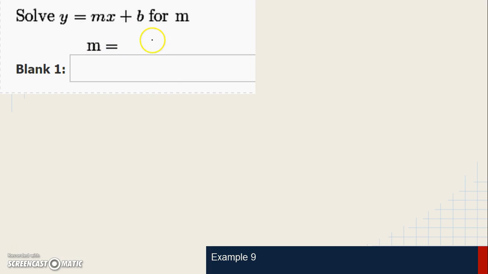Example 9, y equals mx plus b. This is actually slope-intercept form. We'll learn about that fairly soon. It's asking us to solve for m. I see that m is on the right side, but it's on the left side in the end, so I'm going to rewrite this as mx plus b equals y.